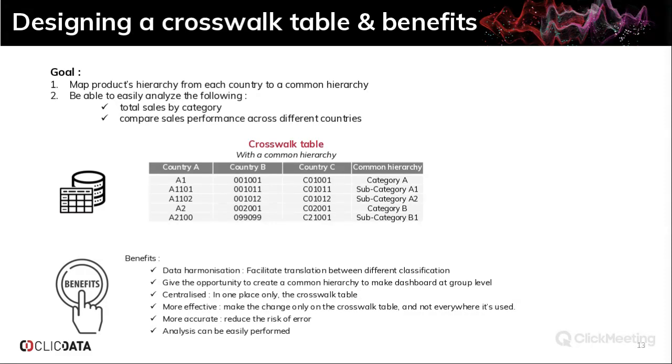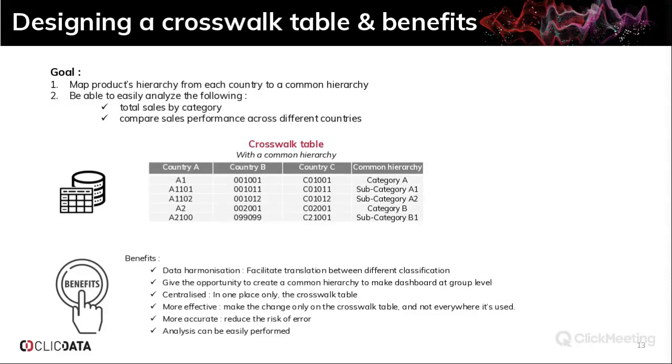Here, the goal to help the analysis will be to map the product hierarchy from each country to a common one. Like this, we will harmonize the data, and we will finally be able to analyze, for example, the total sales by category, and also to compare the sales performance across the different countries.